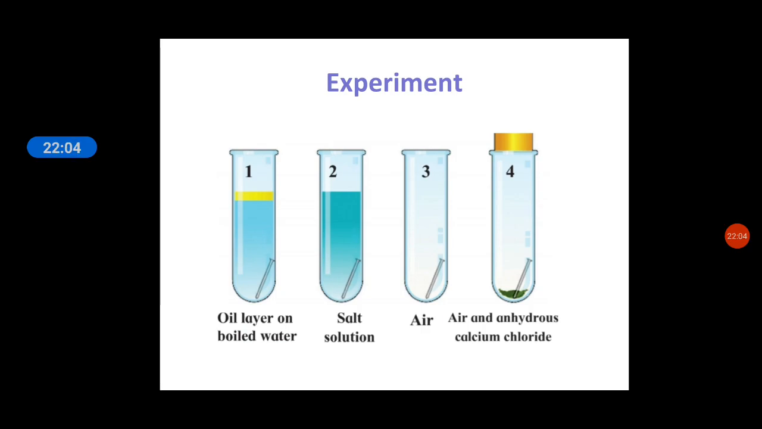Take some boiled water in one test tube and put an oil layer on it. Take some salt water in the second test tube. Let there be only air in the third test tube. Take some anhydrous calcium chloride in the fourth test tube. Place a small iron nail in every test tube.